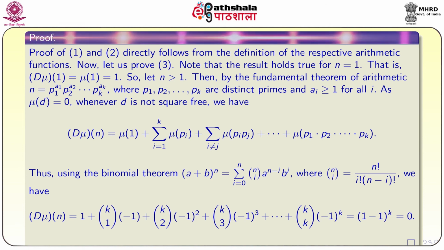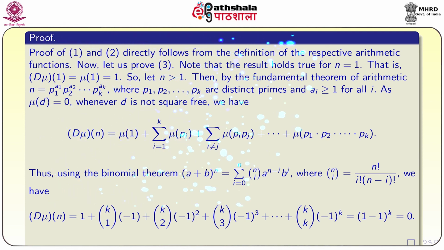So, we are going to prove only part 3, that is d of the Möbius function. We are going to prove this result by induction. The result clearly holds for n is equal to 1, that is d mu of 1 is equal to just mu of 1, because 1 has only one divisor, that is 1, and mu of 1 is equal to 1.